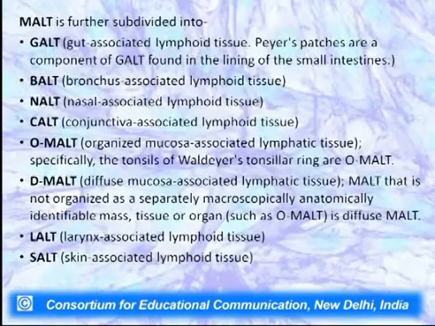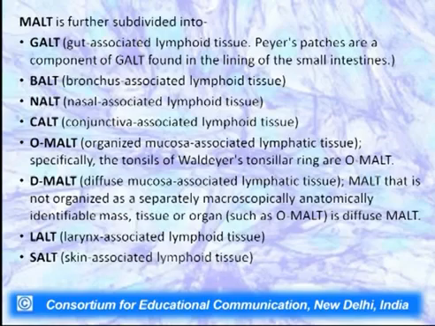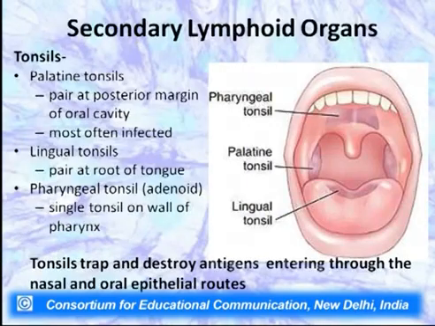Now, MALT is also called GALT if it is present in the gut. We say gut associated lymphoid tissue, for example, Peyer's patches present in the lining of the small intestine. BALT if it is bronchus associated, NALT if it is nasal associated, CALT for the conjunctiva in the eye. O-MALT is organized mucosa associated tissue, for example, the tonsils. Or D-MALT if it is diffuse mucosa associated lymphoid tissue. It is called LALT if it is larynx associated lymphoid tissue, or SALT if skin associated, also called cutaneous associated or CALT.